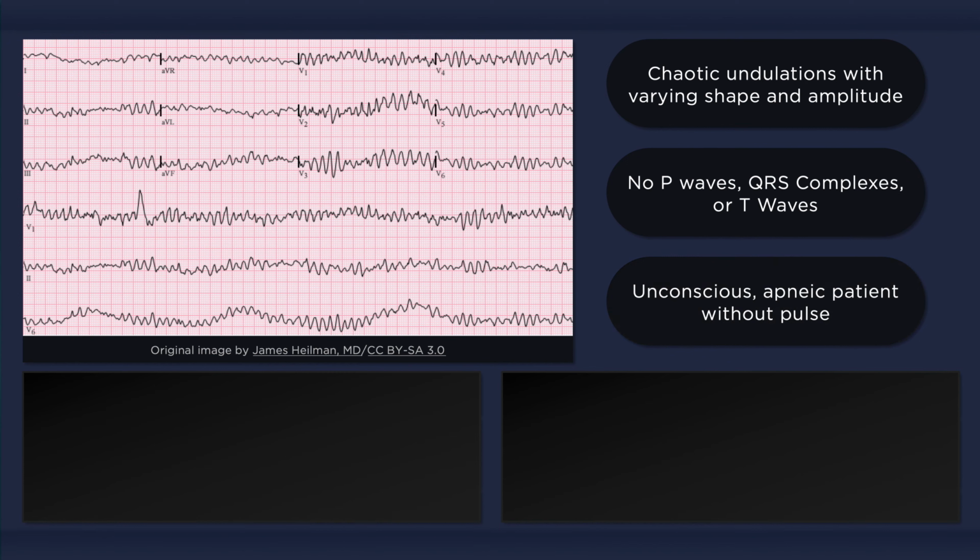VFib is one of the most common dysrhythmias that can cause cardiac arrest. Instead of the heart contracting in a coordinated manner, it just quivers and twitches. Circulation ceases, and within seconds it leads to loss of consciousness and apnea. This is a very important rhythm to recognize because it requires immediate action. It will deteriorate to asystole and death if not treated rapidly.